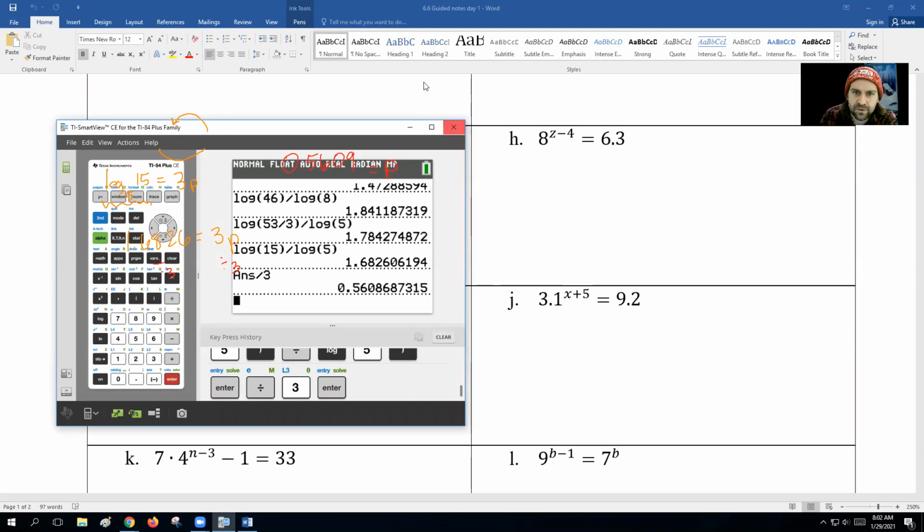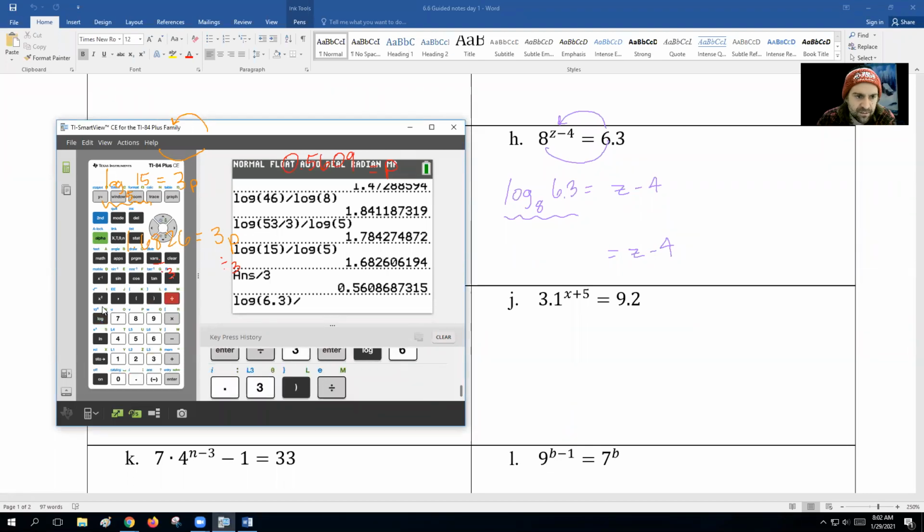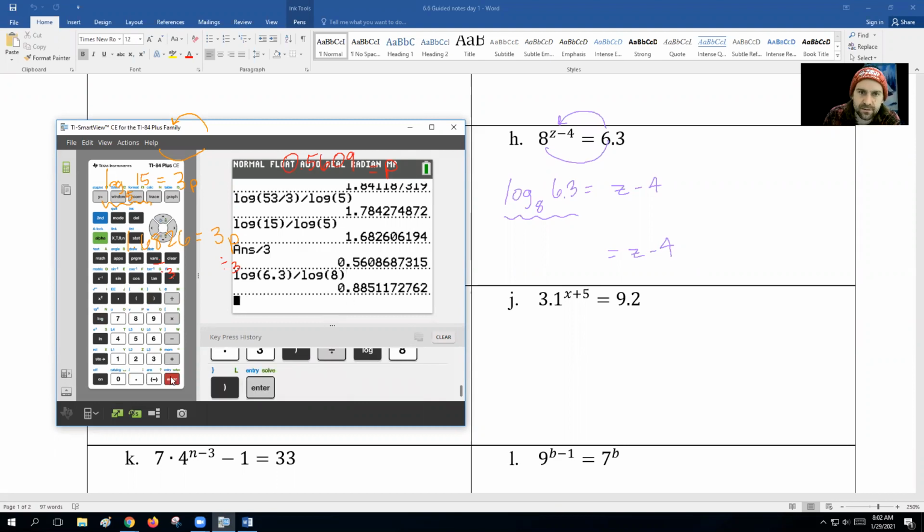All right, let's see if you did this right. If we set this up, we loop and swoop, and we get log base 8 of 6.3 is equal to z minus 4. So we have to plug this into the calculator to figure out what decimal that is. In the calculator, I'm just going to press log 6.3 divided by log 8.